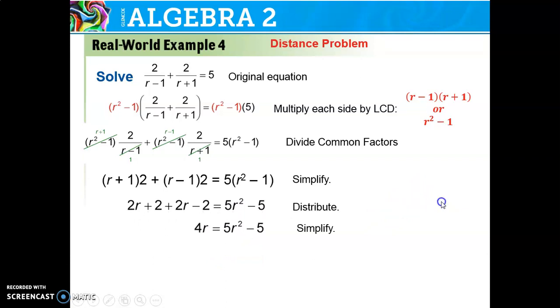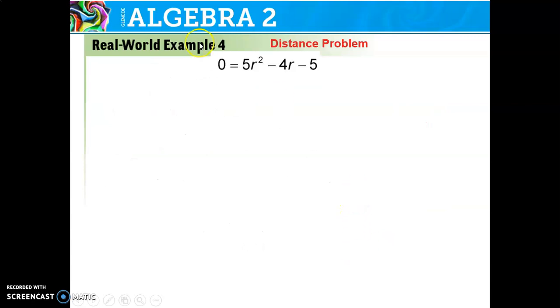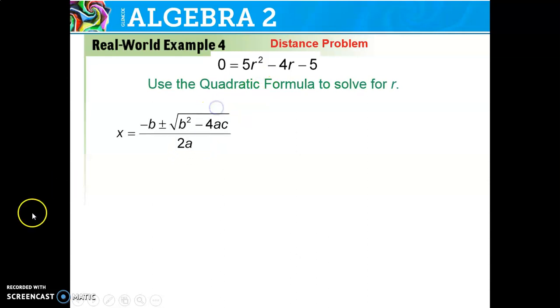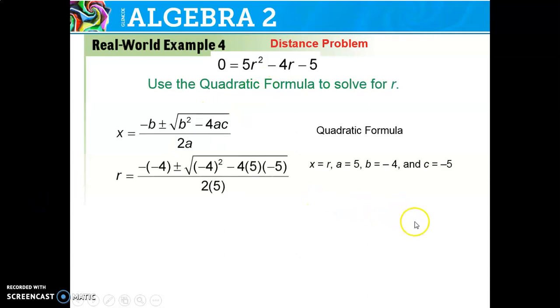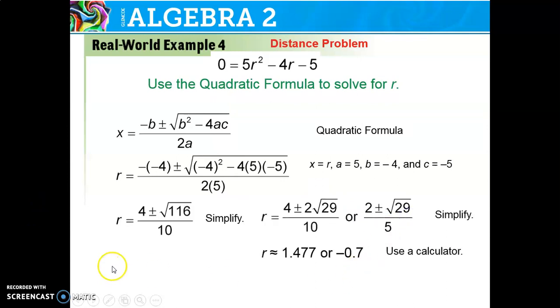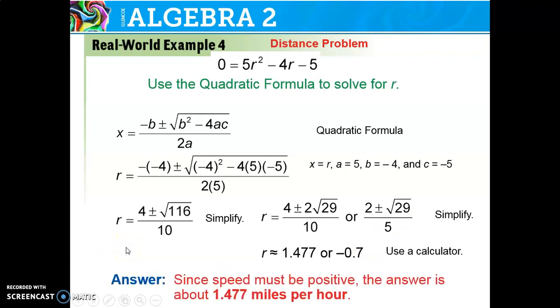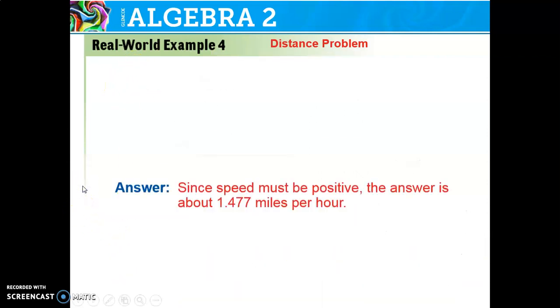We end up with a quadratic equation that we can see if we can factor. 0 equals 5r squared minus 4r minus 5. Well, let's just go ahead and use the quadratic formula and solve for it. Quick substitution and simplification gives me about 1.477 or negative 0.7. We can't have negative, so speed must be positive. So the answer is about 1.477 miles per hour.